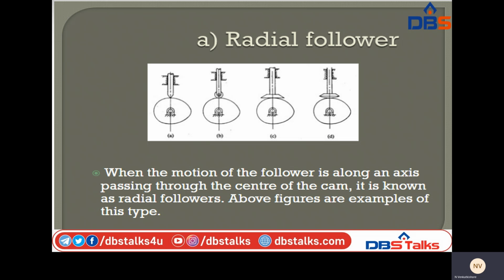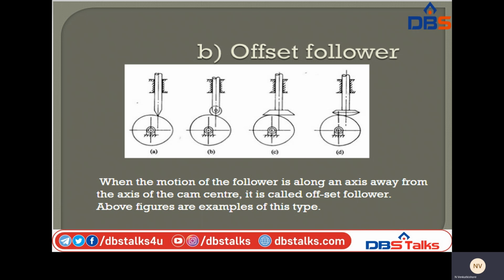But offset follower means, in the motion of the follower, that is of the flat faced one, due to the curved surface, that means the cam is of curved surface contacting with this flat faced follower. Due to that there may be a thrust or high stresses. Due to that, wearing of the follower or cam may occur. So for that there is a nominal contact between the cam and the follower. To do that, the axis of the follower is away from the axis of the cam.